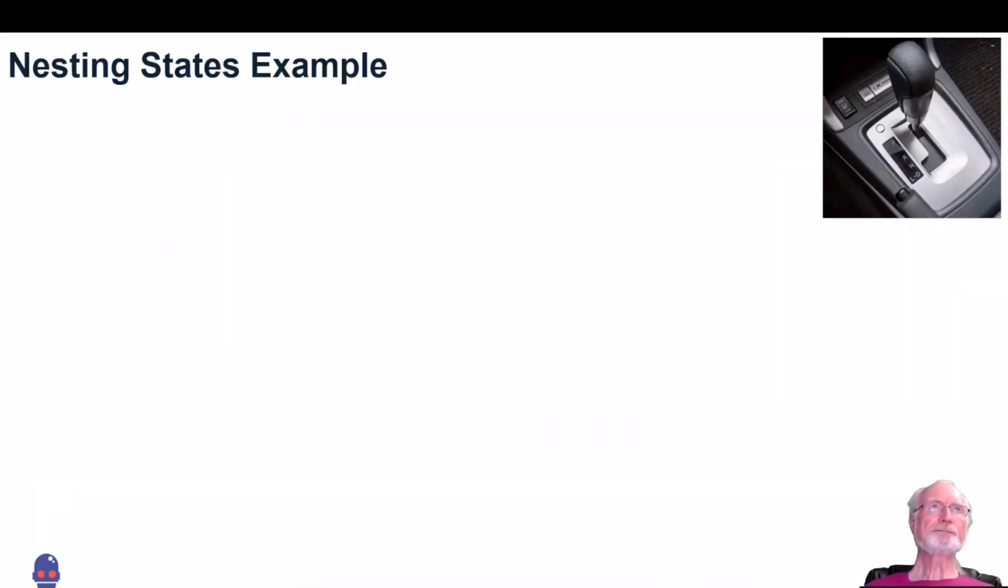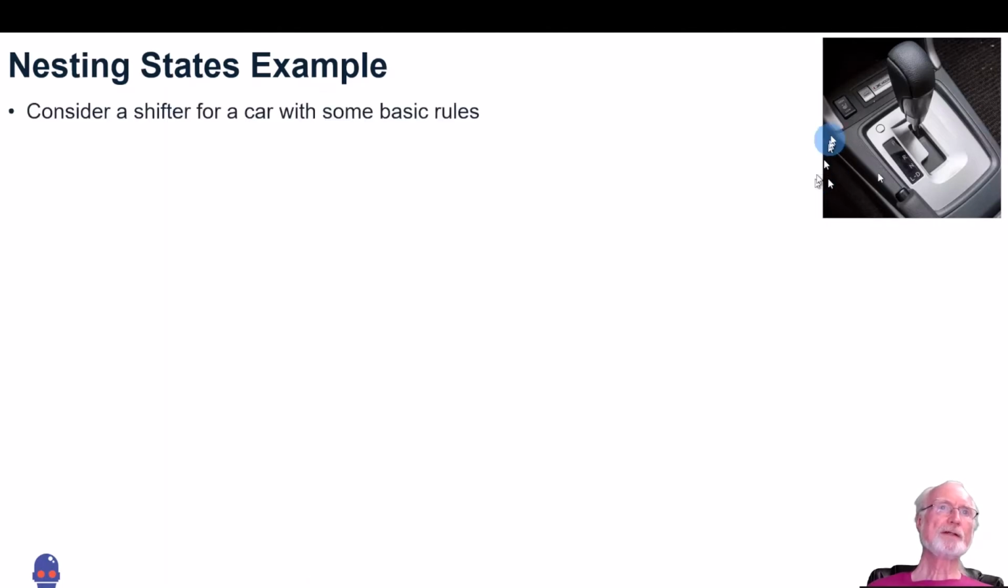Let's consider an example. The example we'll consider is that of an automotive shifter, shown here. So here we've got park, we've got reverse, we've got neutral, we've got drive 1, drive 2. Drive 2 is L here. There are some basic rules in the state machine that we want to enforce.